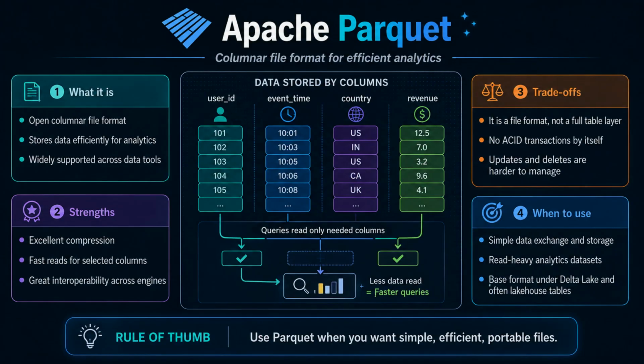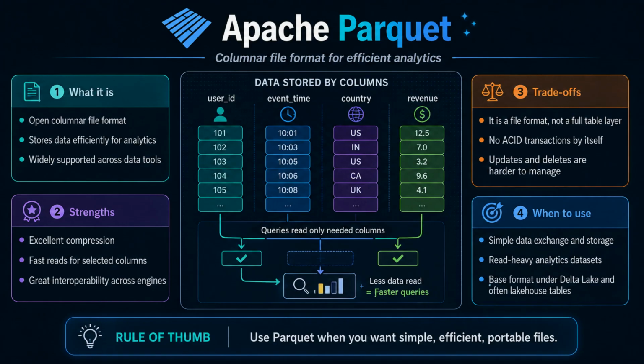Now let us move from Spark processing APIs to storage. Apache Parquet is not a Spark API. Parquet is an open columnar file format. It is designed to store data efficiently for analytics. In the center of the slide, the data is stored by columns. Instead of storing each complete row together, Parquet groups values by column like user ID, event time, country, and revenue. This is very powerful for analytical workloads.